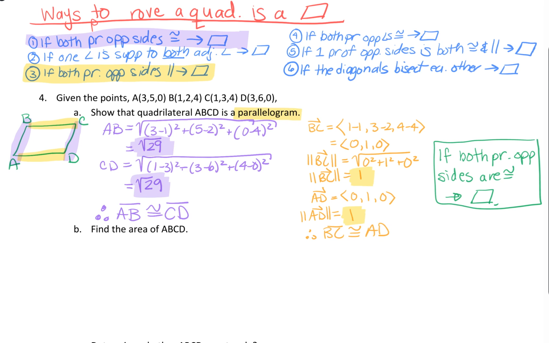Okay? And again, if you chose one of the other methods, that's perfectly fine. So if you did both pairs of opposite sides are parallel, and you have your vectors and your scalar multiples, at the end of your calculations for the scalar multiples, you say, this vector is a scalar multiple of that vector, therefore AB is parallel to CD. Okay, so you interpret that within what you're doing.